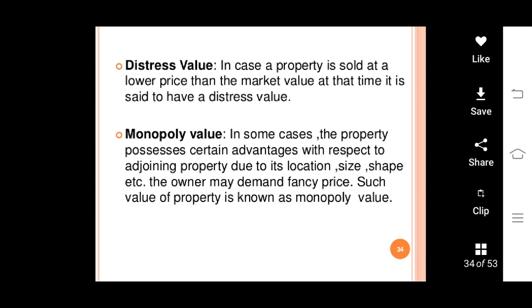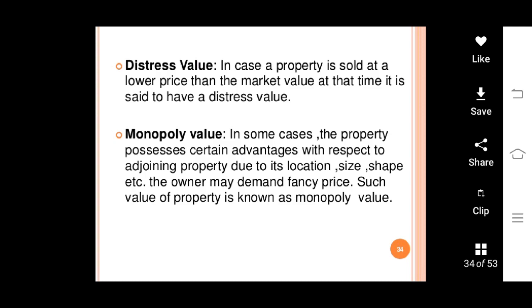The next is monopoly value. In some cases, the property possesses certain advantages with respect to adjoining property due to location, size, shape, etc. The owner may demand a fancy price. Such value of property is known as monopoly value.